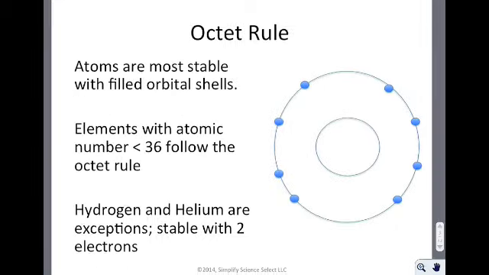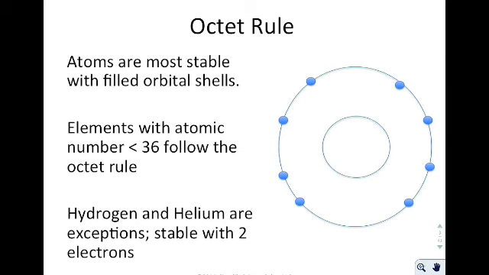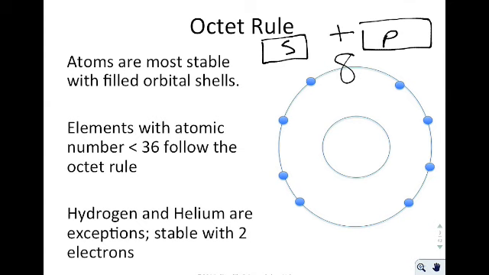So first, we need to look at what's called the octet rule. Atoms tend to be most stable when they have a filled valence shell or a filled orbital valence shell. So for most elements, or for all elements that are less than 36, that means that they follow what's called the octet rule. The reason being, if you have a complete s orbital and a complete p orbital, that together, when you add those up, comes up to a total of 8 valence electrons. If you were to look at the far right side of the periodic table, that would give you the noble gas column, where you have 8 valence electrons.